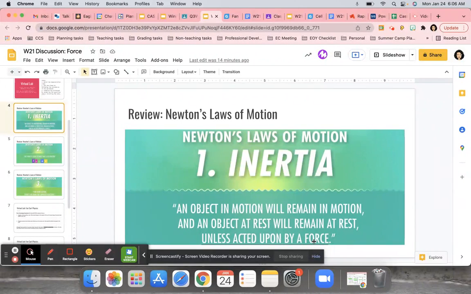But if there's an unbalanced force, meaning one force is greater than the other, then an object in motion will change its motion. Either it speeds up, slows down, or stops. And an object at rest will no longer remain at rest, meaning it will start moving already.